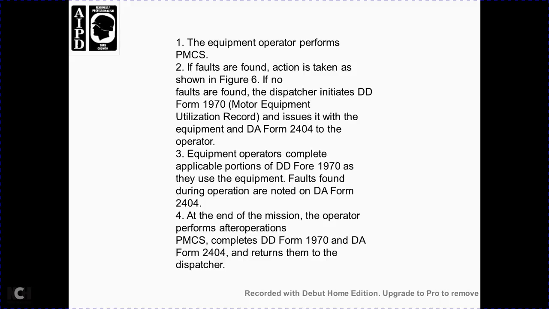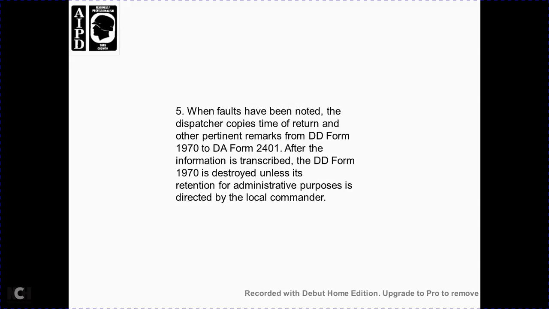The DA Form 2404 is returned to the dispatcher, with the fault noted, and the dispatcher copies it at the time of the return. The dispatcher then protects the DOD Form 1970 and the DA Form 2401 after the information is transcribed. The Department of Defense Form 1970 is destroyed unless retained for administrative purposes as directed by the local commander.